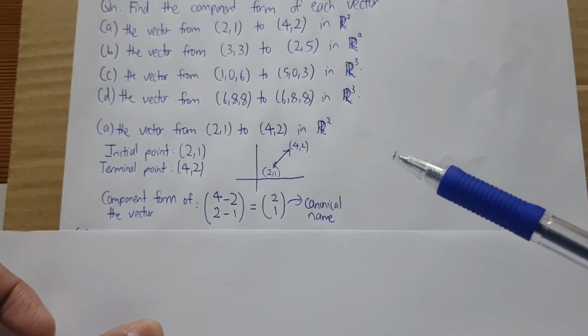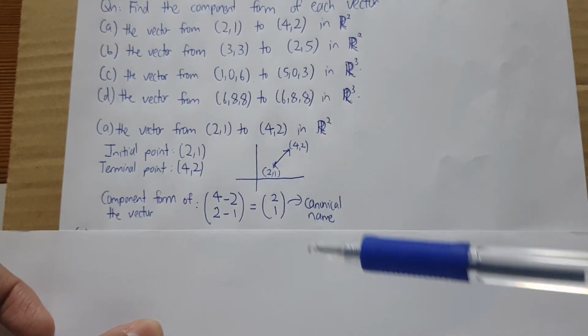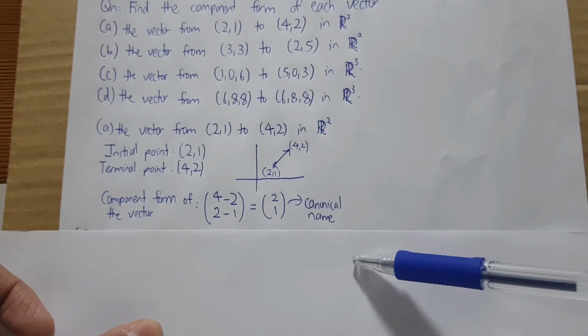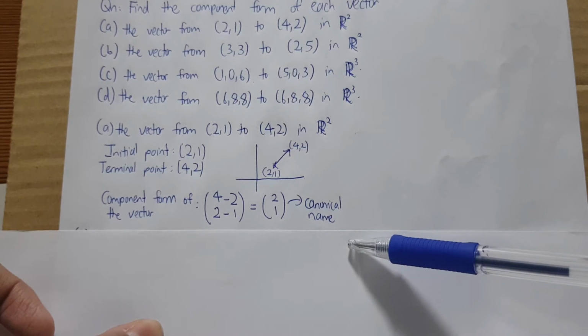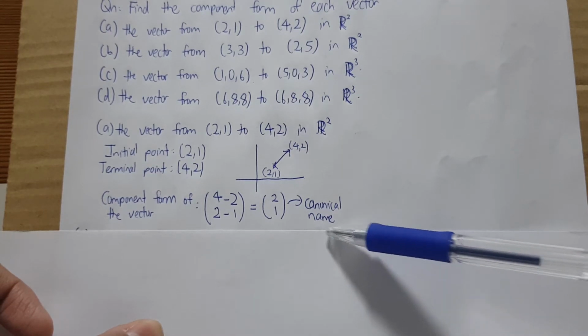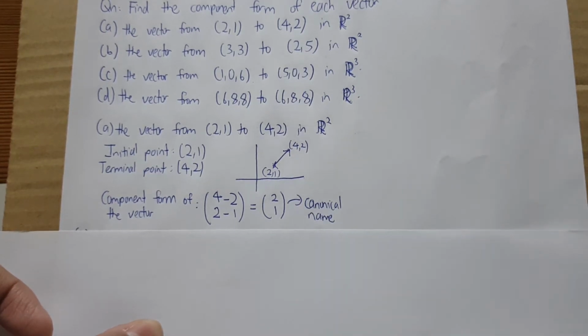The questions can also ask us, find the canonical name for this vector. So we have already derived the component form, also known as the canonical name, and we get (2, 1).